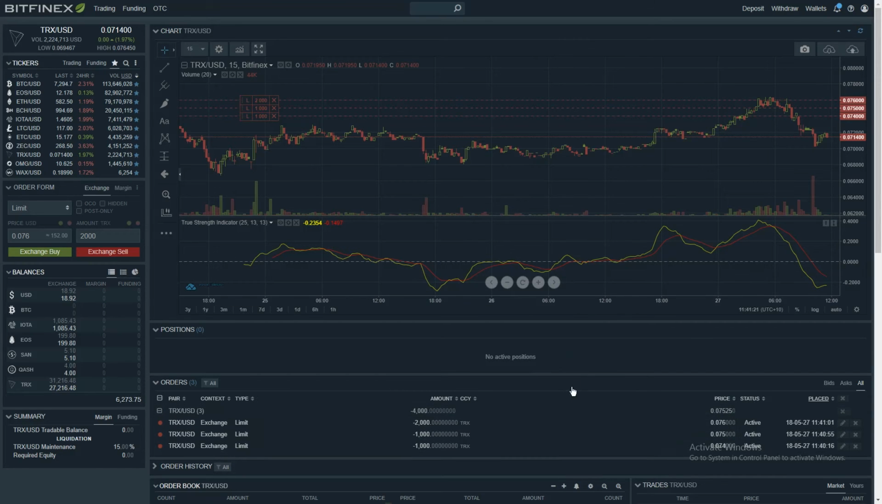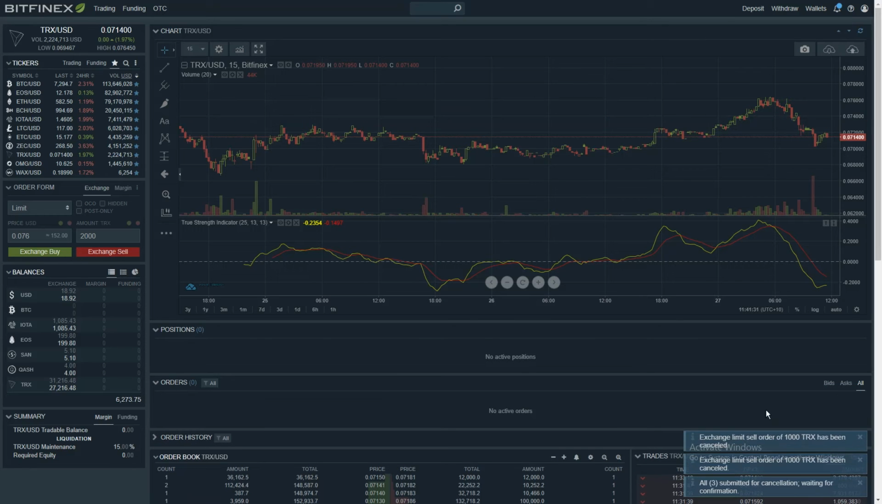One of the beautiful features in Bitfinex is you're able to not only cancel individual orders, but you can cancel all orders of this particular pair, or I can cancel every single trade that I've got in the system. So very nice little feature that I haven't seen on too many exchanges. Mostly the larger ones will have that particular feature.